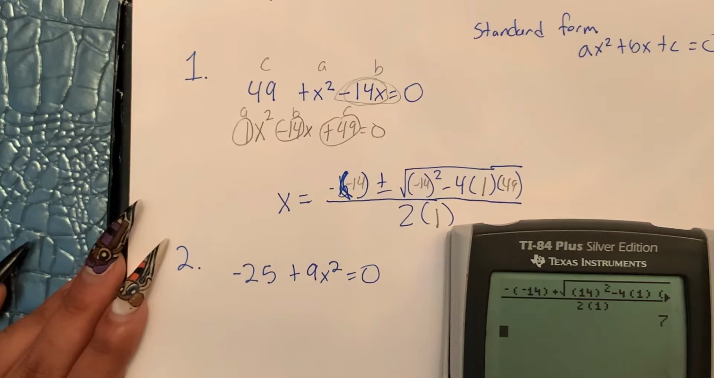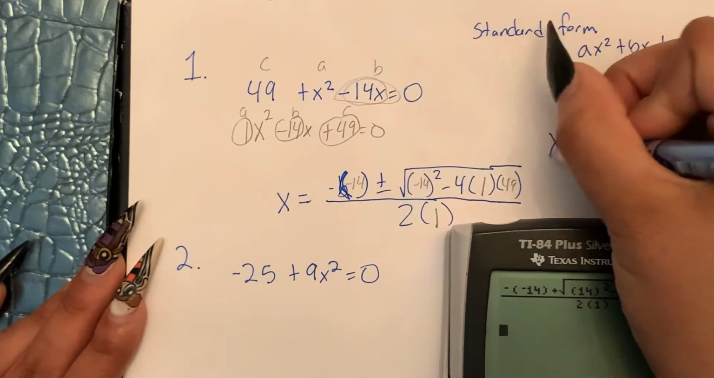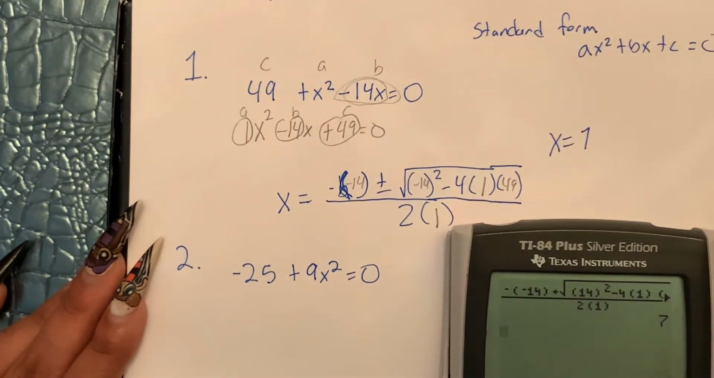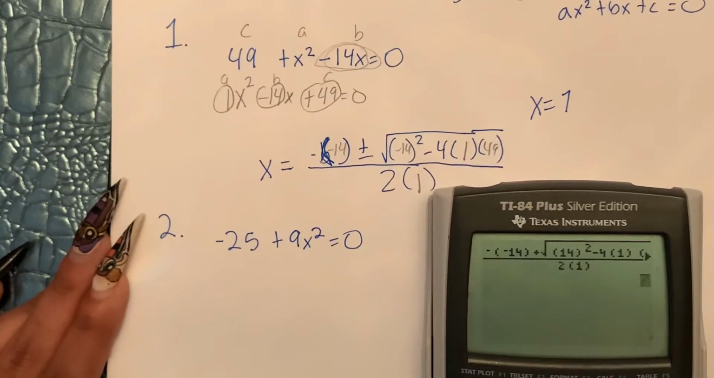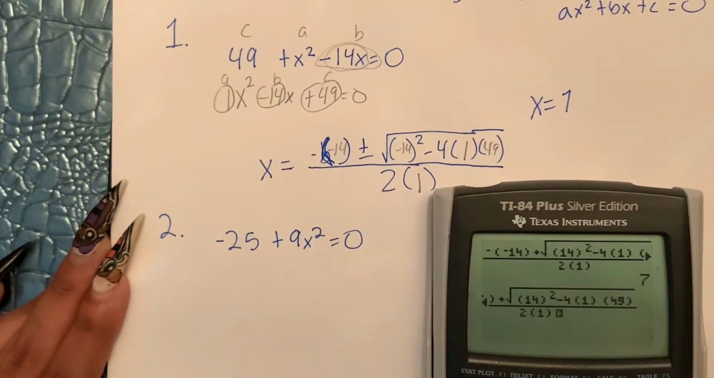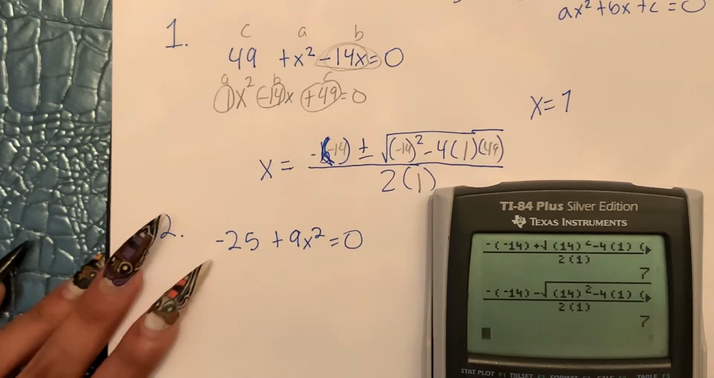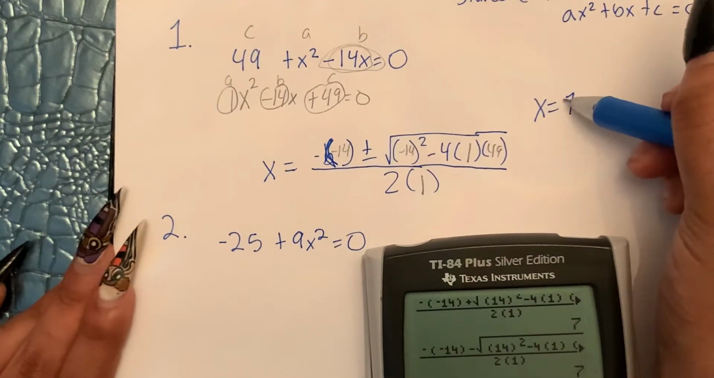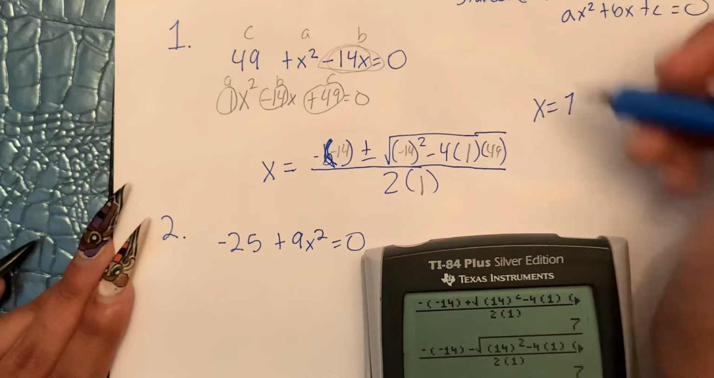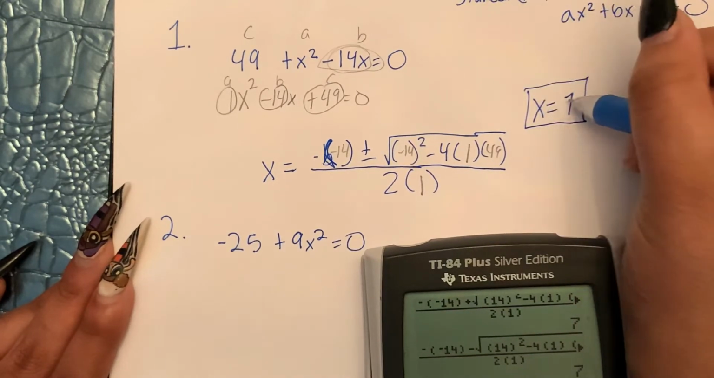So I get 7. Okay, and I'm going to type that. I'm going to go back, copy it, and change the plus to a minus. Enter again, I get 7 again. So I don't have to write 7 twice. That means that it only has the one solution.